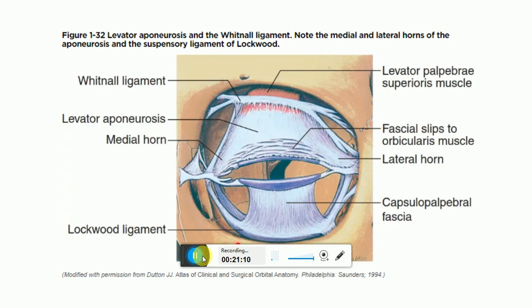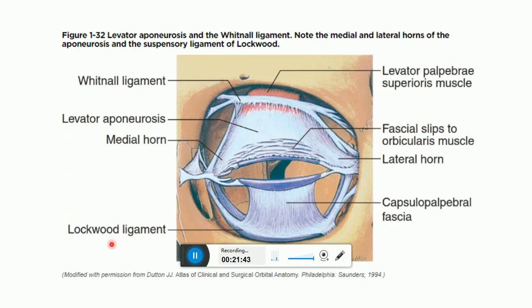Now the Lockwood ligament. It is the inferior equivalent to the Whitnall ligament. Above is the Whitnall ligament, below is the Lockwood ligament. It is a suspensory ligament of Lockwood. It is a fusion of the sheath of the inferior rectus muscle and the inferior tarsal muscle, and a check ligament for the medial and lateral rectus muscles. This ligament provides support for the globe and the anterior-inferior orbit.